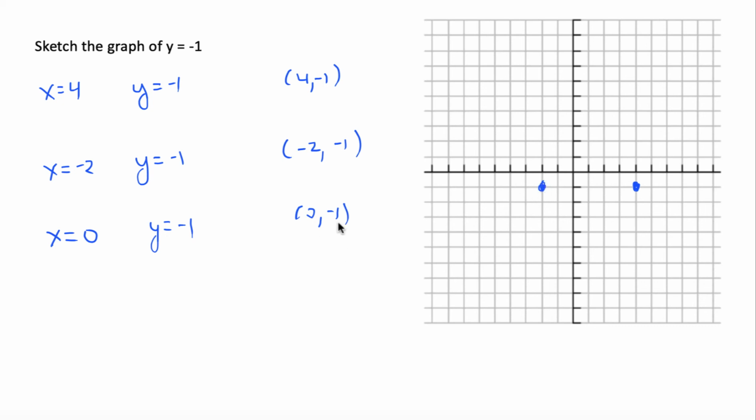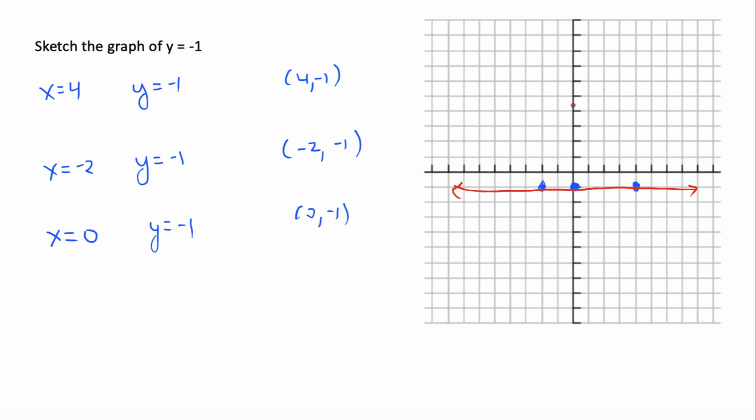And 0 comma -1. Well, when x is 0, that means we're not going to move left to right at all. But because y is -1, we're going to go down 1 unit. And take a look at this line. If we connect the dots here, or these ordered pairs, we actually get a horizontal line.